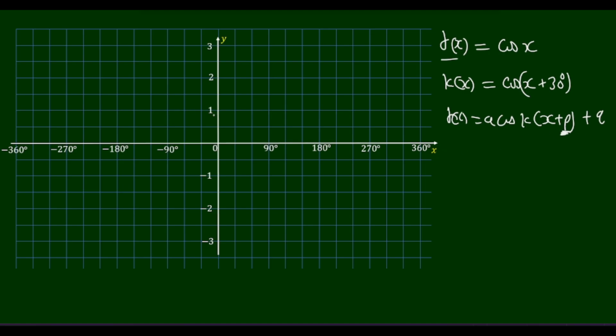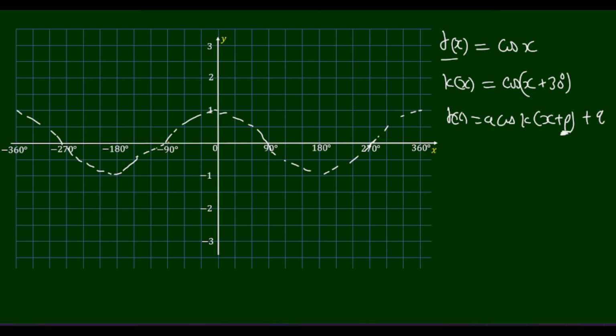Now, again, start with the parent graph. This is the parent graph. Okay, like that. We know the parent graph is like this. Okay. And then, since our P is positive 30, it means the graph is going to be shifted by 30 degrees to the left. So every point is going to be shifted by 30 degrees to the left.